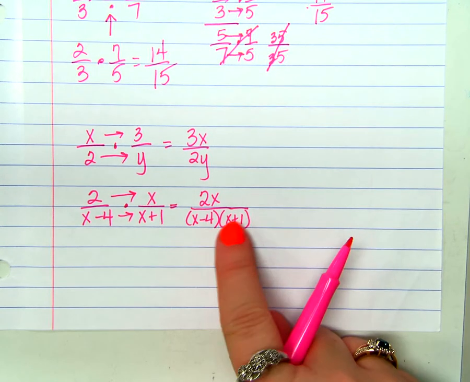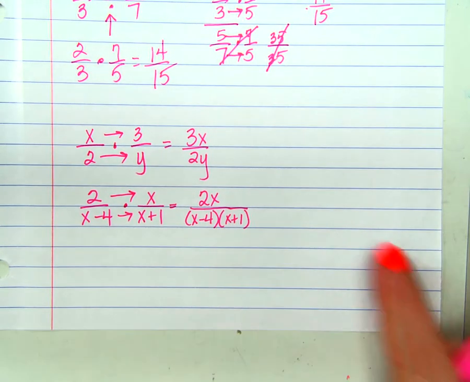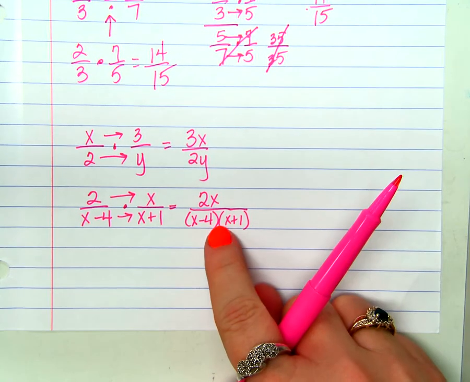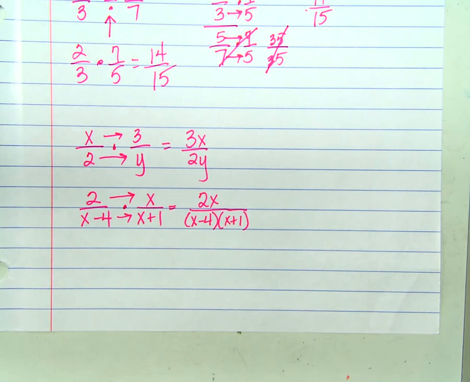You don't have to do the distributive property unless it says distribute. And guess what probably is not going to say? It's probably not going to say to distribute. It just wants the answer. This is a perfectly acceptable answer. Okay?